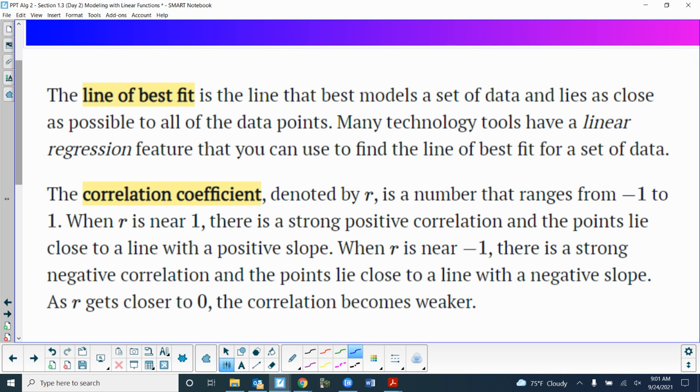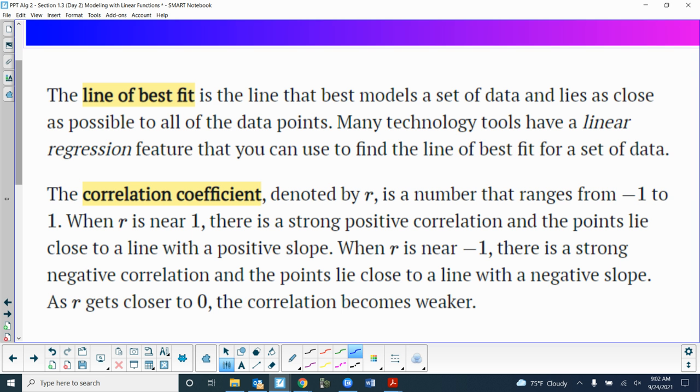There's something else that we got to figure out. It's called the correlation coefficient, denoted by R. It's a number that ranges from -1 to +1. When R is near +1, there is a strong positive correlation, and the points lie close to a line with a positive slope. When R is near -1, there is a strong negative correlation, and the points lie close to a line with a negative slope. As R gets closer to 0, the correlation becomes weaker.